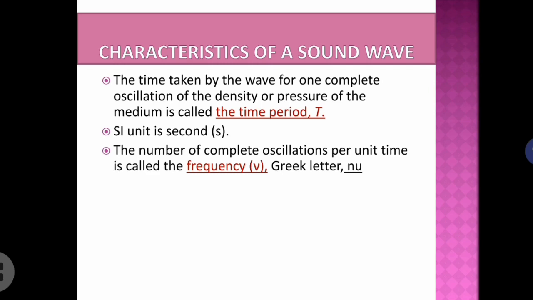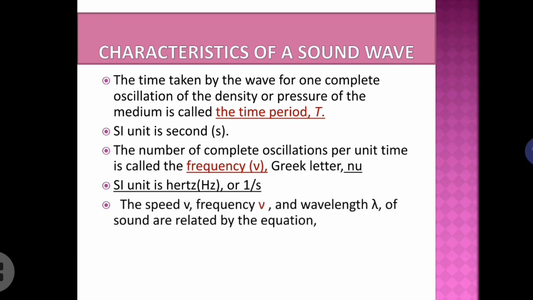Then the number of complete oscillations in unit time. How many oscillations or how many waves are produced in unit time indicates the frequency of the wave. Frequency will be a new term for you. It is denoted by the Greek letter nu. You have to study the symbol carefully, because you may get confused with V. It is not V, it is nu only. While writing, you should take care of it. So, the number of complete oscillations in unit time is called the frequency, or the number of repetitions per unit time. Its SI unit is hertz, or 1 by second.